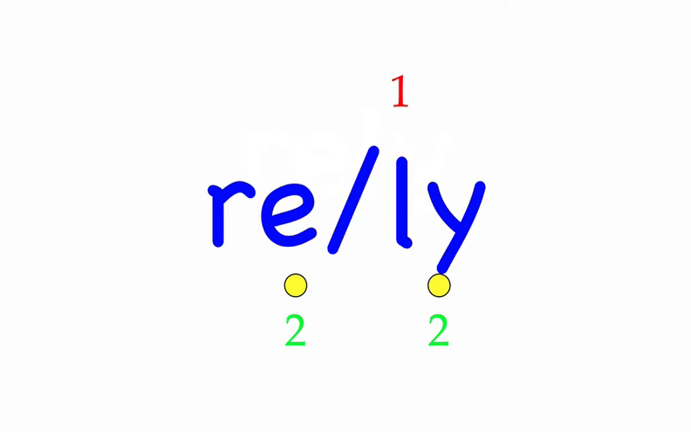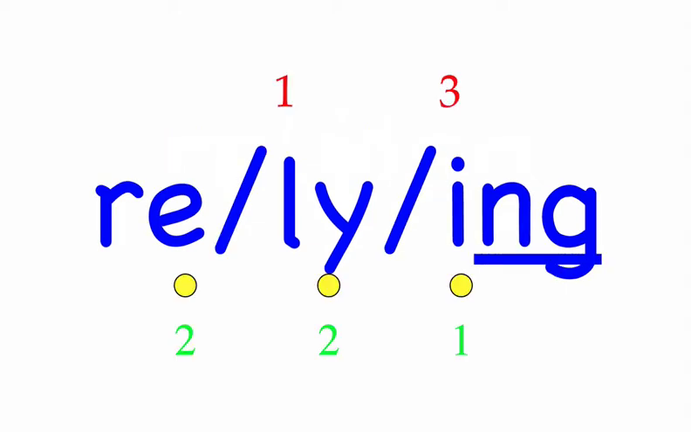Relying, three syllables. First syllable re, two sounds. R, e. Lie, two sounds. L, I. Ing, two sounds. I, ng. Relying. Mark the word. We don't change the Y to I here because when you have a Y followed by ing, you simply add the ing with no change.